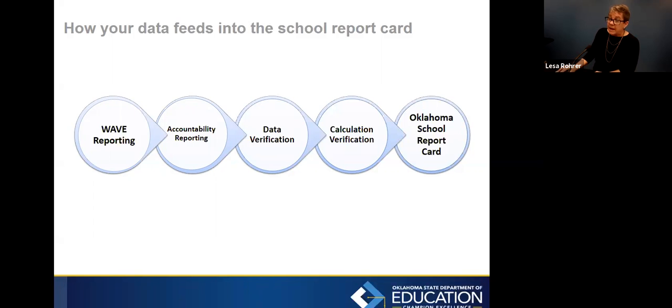Before that, once your data is verified for all of the indicators, we do run a calculation. And then we give you an opportunity to verify if that calculation is correct before it comes into the Oklahoma School Report Card. We're really excited this year that we'll have a whole year to make sure that this process goes as smoothly as possible. And we'll be doing webinars and providing more information during each of these data verification windows. So you have that to look forward to.